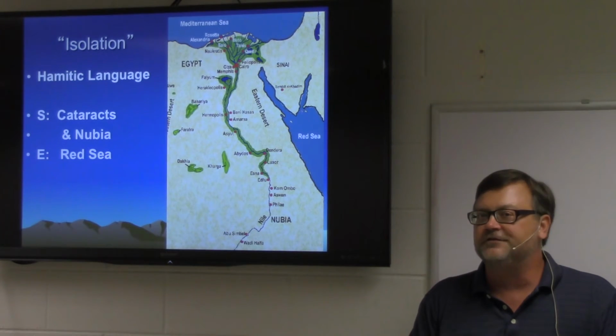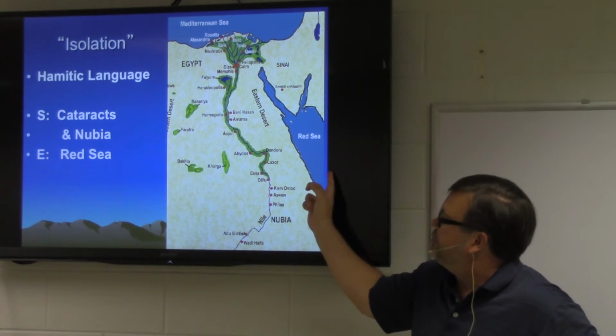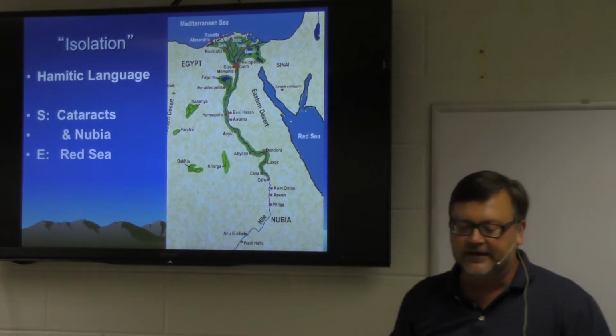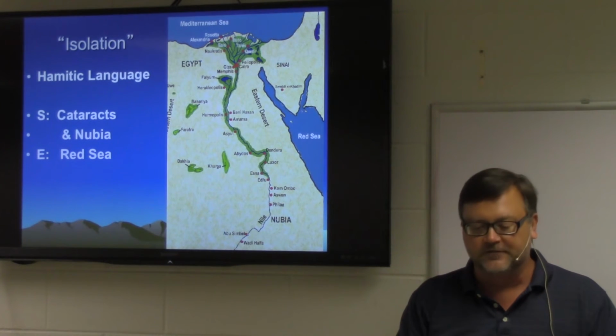To the east, you have the Red Sea. Here's the Red Sea right here, and there's a desert separating it from the Nile. You could come into the Red Sea and maybe travel up this branch here and pretty much make it to Egypt, but again, that'll be kind of rare. It'll be very hard to get in from the east, but it is possible.